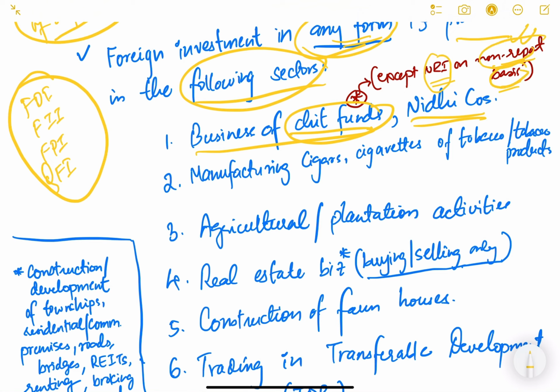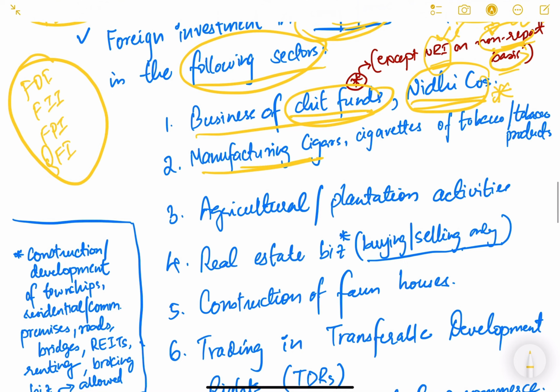This we are going to see after 1 or 2 videos, what is the meaning of this. But just keep in mind that in chit funds foreign investments are not allowed except for NRI investment on a non-repatriation basis. In nidhi companies, investments are not allowed. Then manufacturing of cigars, cigarettes, of tobacco and tobacco products is also not allowed.